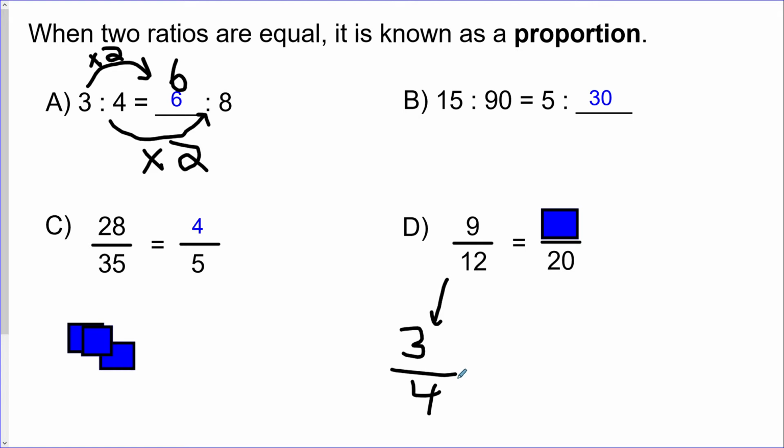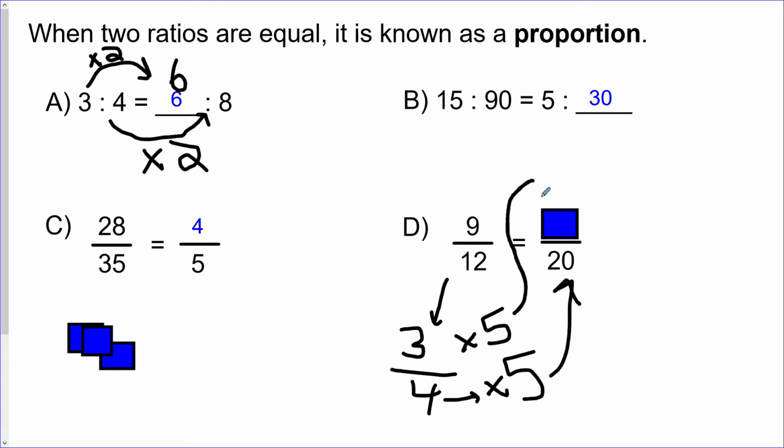Now, 3 over 4 is a lot easier to go to 20. So you would do 4 times 5 to get to 20, which means you would do 3 times 5 to get to this number on the top. Sorry for all the arrows, but you all know I like arrows, so live with it. And 3 times 5 gets you 15.